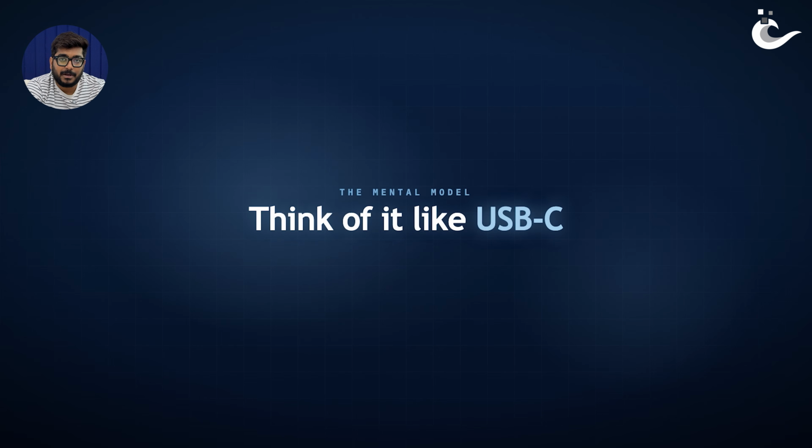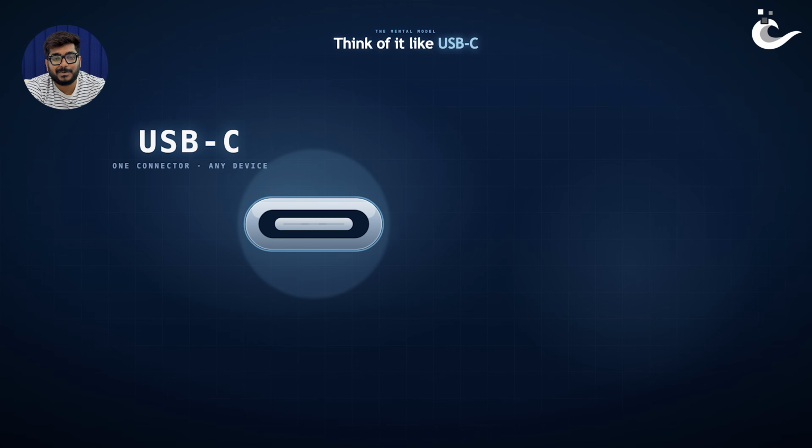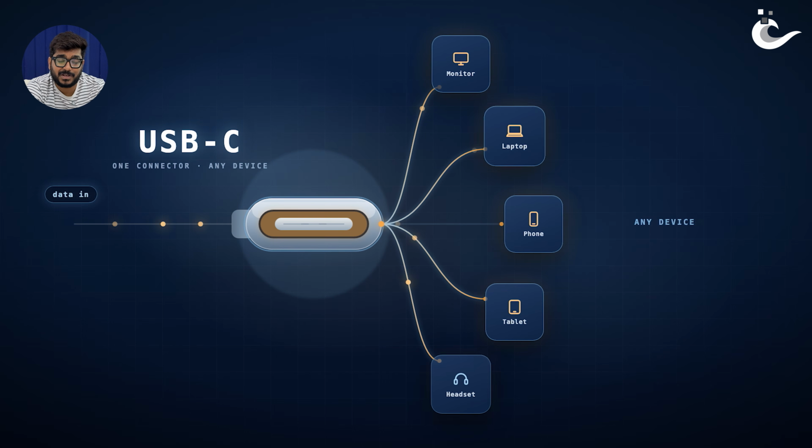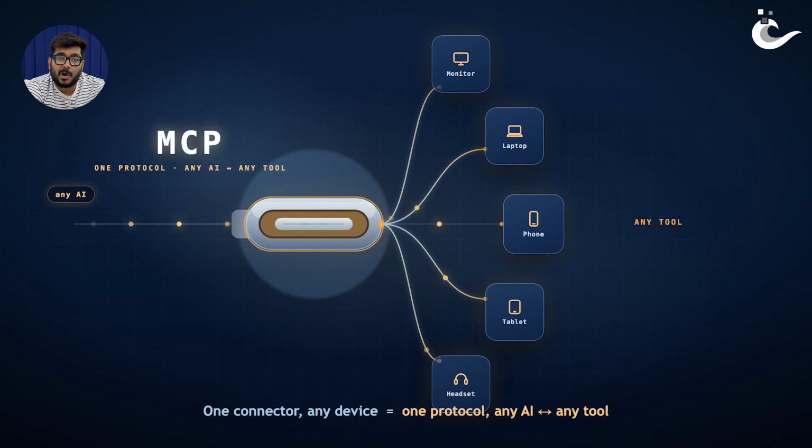The mental model people use is USB-C. For example, you take data in USB-C, connect it to any device, and you can transfer that data to that device. That's how MCP works. You write tools, prompts, and resources, and then you can connect them to any AI agents, any LLMs, and you can call your tools from that MCP.